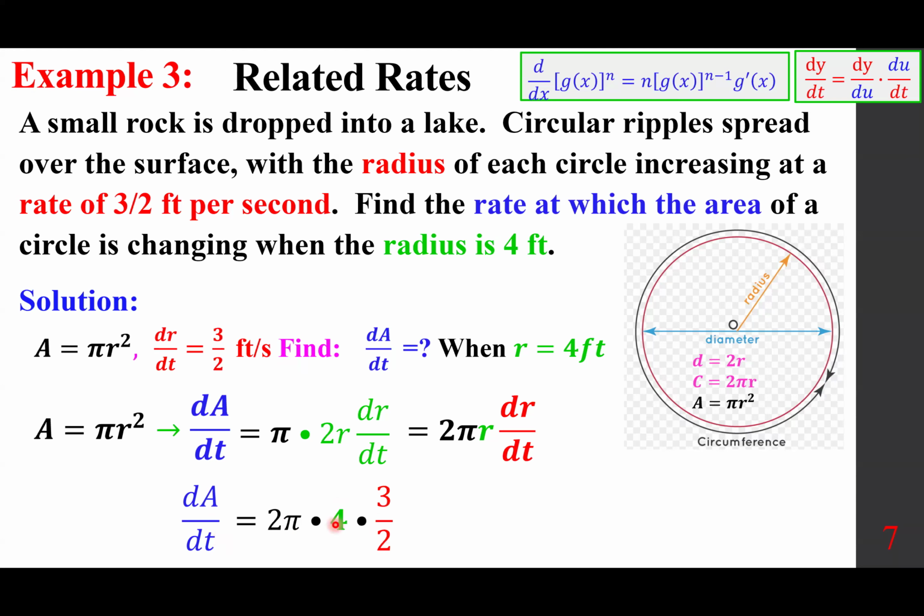2 cancels out the 2, 3 times 4, 12 pi. That's an exact answer, everybody. This is an approximation. Always go with the exact answer. If they ask you for the approximation, so be it. You put down the approximation as well.